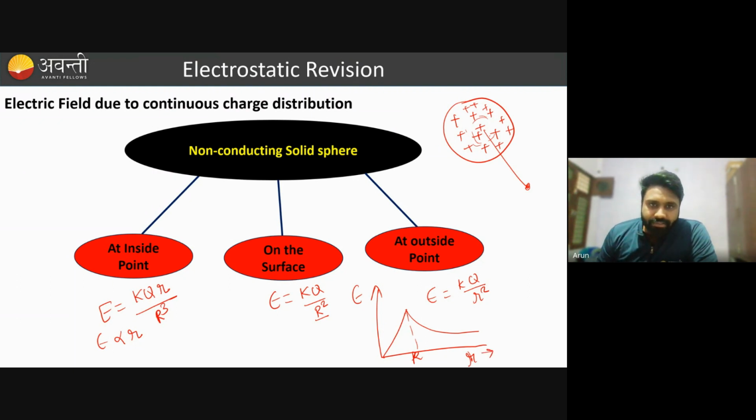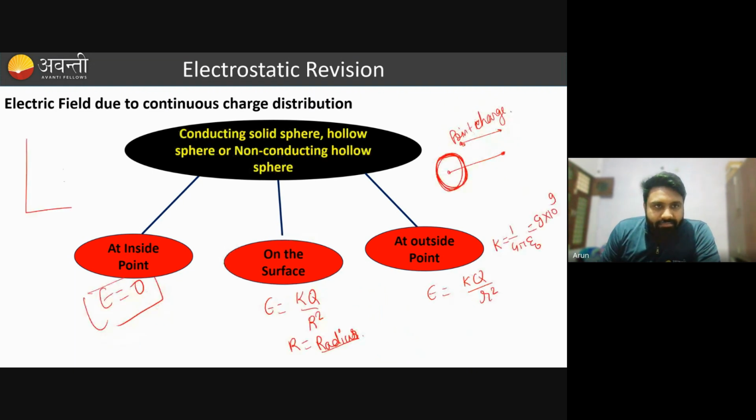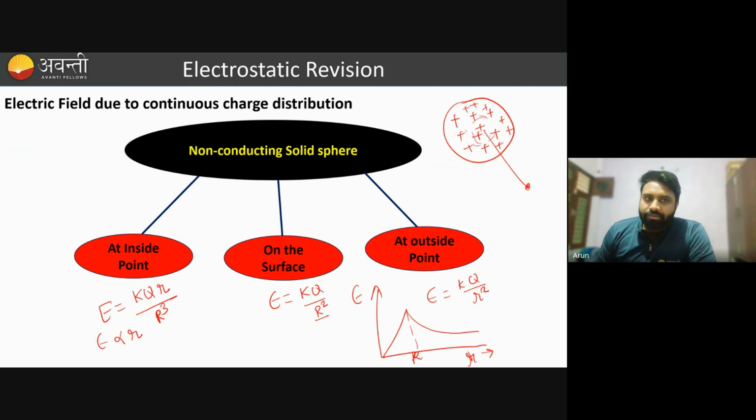In the case of the previous one, the electric field versus r will be drawn like this: inside it is 0, so it will be 0 up to the surface. At the surface it has some value, and then it will decrease hyperbolically. So this is the variation. This is not included, only this one is included. This is r, this is R. So try to remember it with the graph.